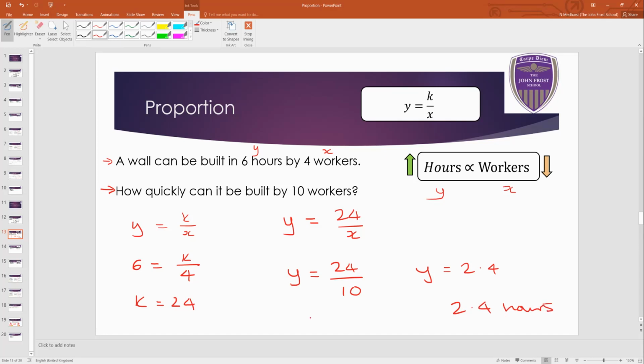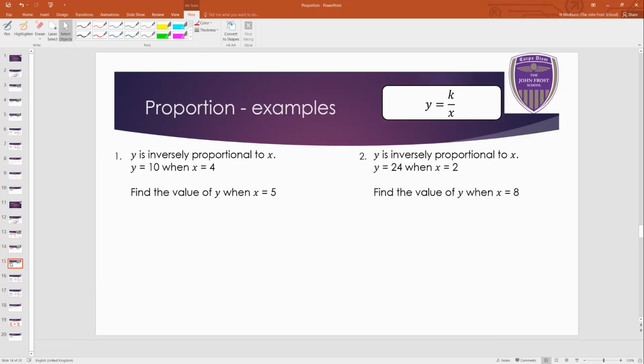So hopefully it'll make a little bit more sense now when you actually do some of these questions. I'm going to do 4 examples with you. So what I would do is press pause, copy these first 2 examples down, and press play when you're ready, please.